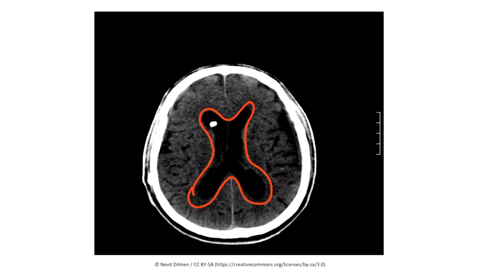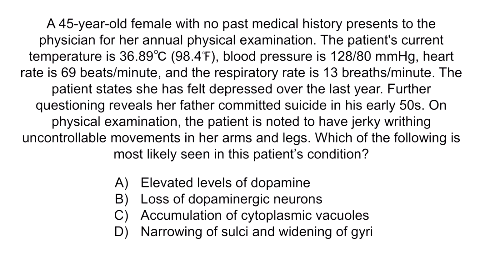All right, now that we've covered the information, let's review with a final question. A 45-year-old female with no past medical history presents to the physician for her annual physical examination. The patient's current temperature is 36.8 degrees Celsius, blood pressure is 128 over 80 millimeters of mercury, heart rate is 69 beats per minute, and the respiratory rate is 13 breaths per minute.